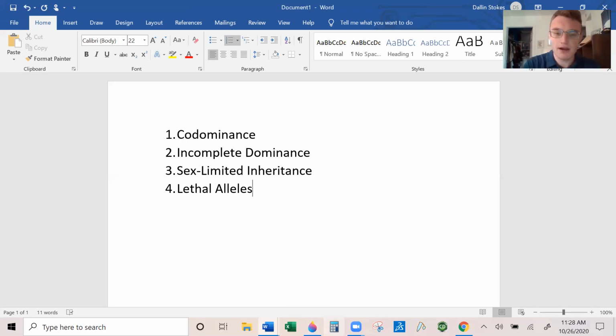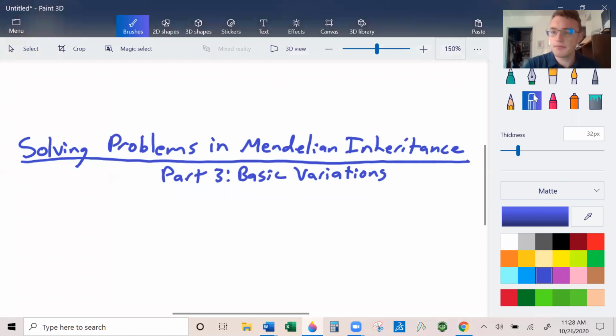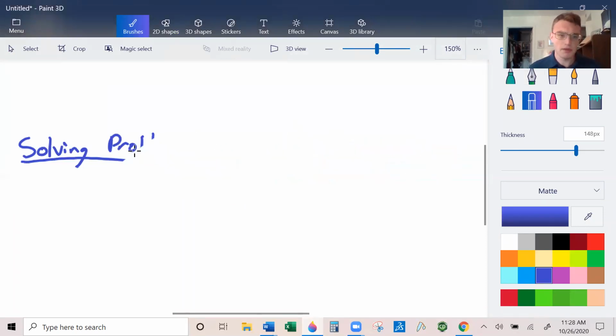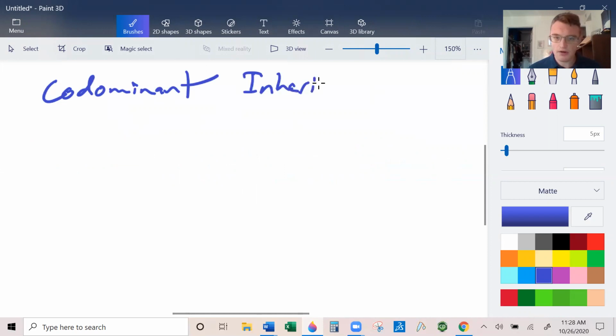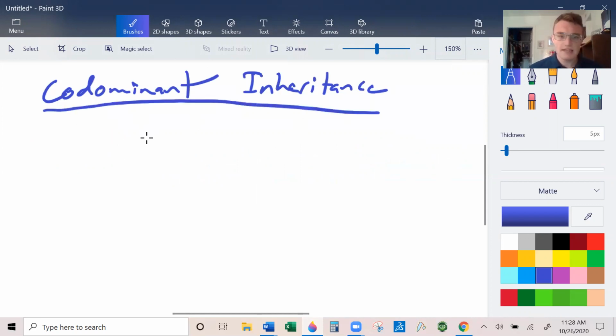You got a big R, little r. Let's come over here. Okay, so what codominance says, inheritance, and my handwriting is struggling today. Okay, what codominant inheritance means is if I'm a big R, little r, I'm not going to be what you think.